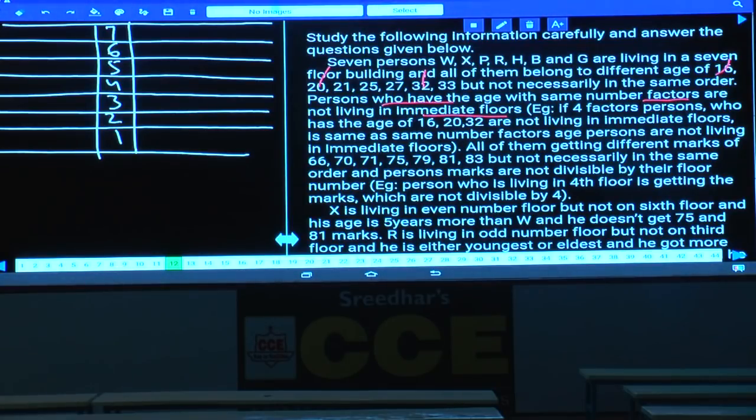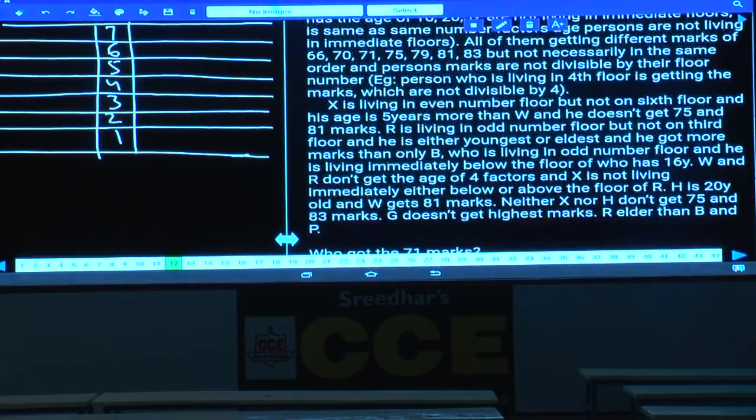Their floor numbers means, let us take for example, this 81. Now this 81 is divided by 3. As this 81 is divided by 3, this 3 cannot have this 81, isn't it? These marks cannot be divided by the number of that floor number. Example, the person living on the 4th floor is getting marks which are not divisible by 4. Now this is the description given.